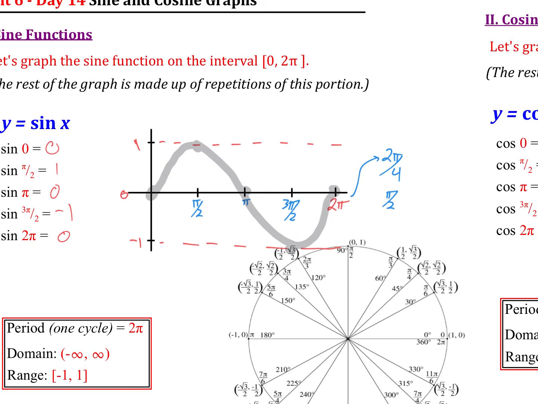So that is the general shape of a sine graph function. Important things to note moving forward is that sine will start off at 0, 0. And then it oscillates max to min back to 0.